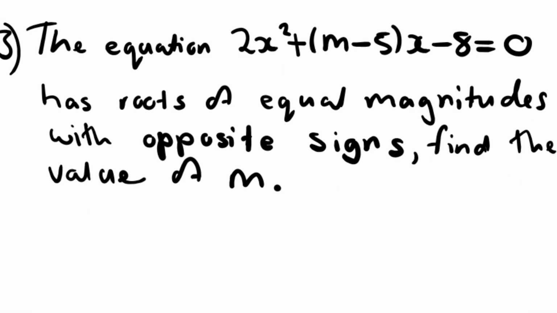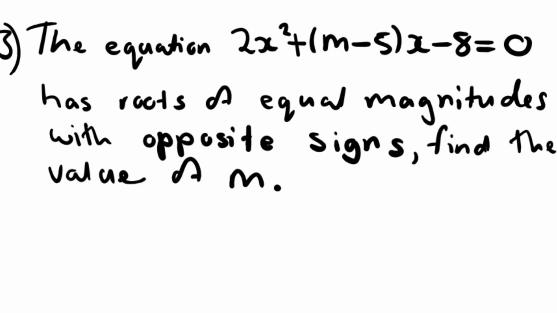Now, please take this moment and try number 3 by yourself, and let's check it in 3, 2, 1. What can we do if we encounter a question like this? It says the equation 2x squared plus (m minus 5) times x minus 8 equals 0 has roots of equal magnitudes with opposite signs. Find the value of m. What is the value of m that will make this equation have roots of equal magnitude and opposite signs?